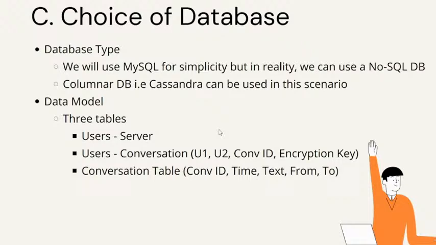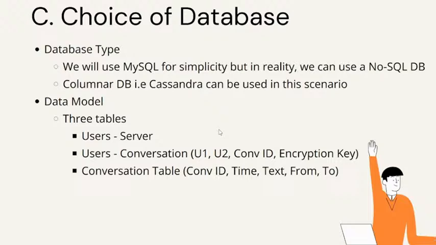Last but not the least is the conversation table itself. This is where you will have the actual text that's exchanged between two different users. So let's say user A sends hi to user B. That's going to be your text that's going from user A to user B, and that's slated for a particular time. That will be stored in conversation table. So we're using MySQL database for simplicity, and we are going to use 3 different tables to store our data.